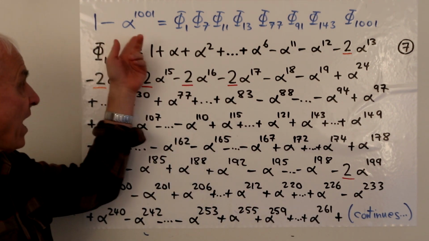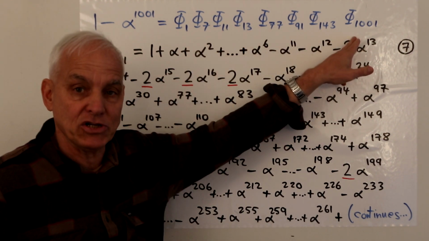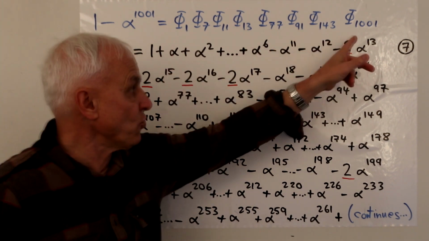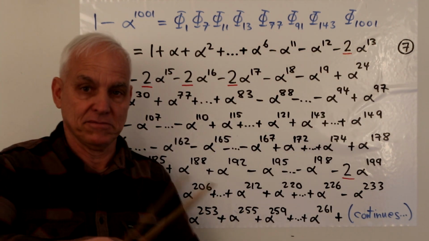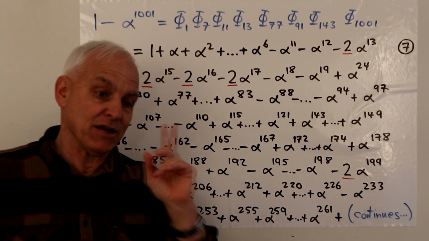My computer will factor this thing in less than a second. So it will spit out this factorization very quickly, and then it's just a question of identifying which one is going to be phi sub 1001, and it's the biggest one. Okay, but that's exploiting the fact that your computer can do this.